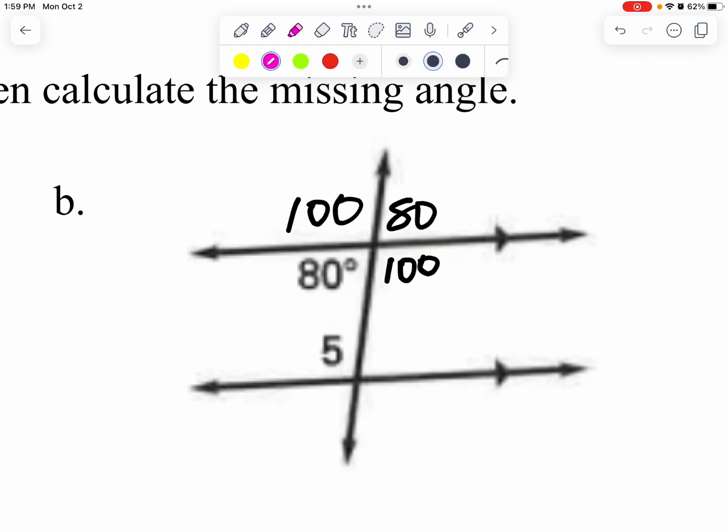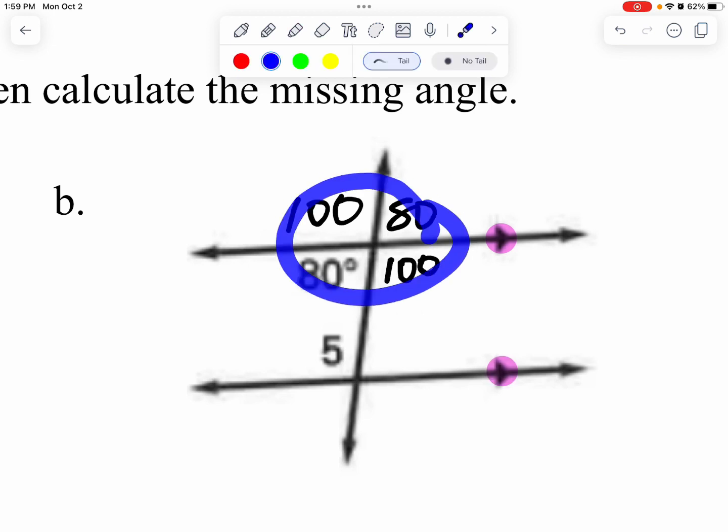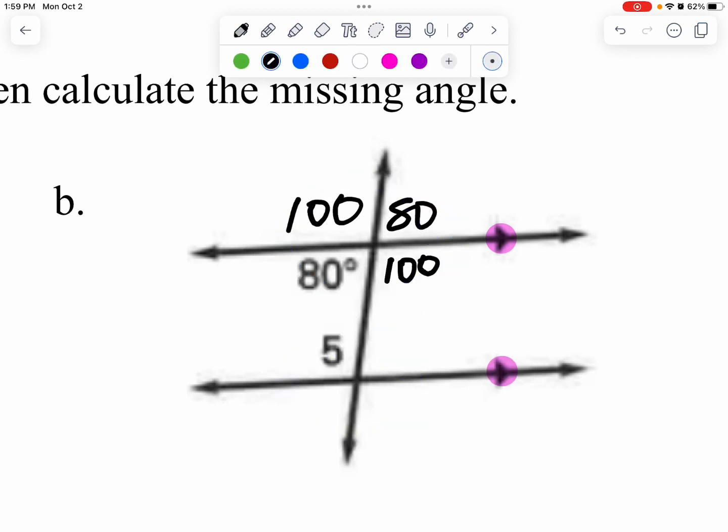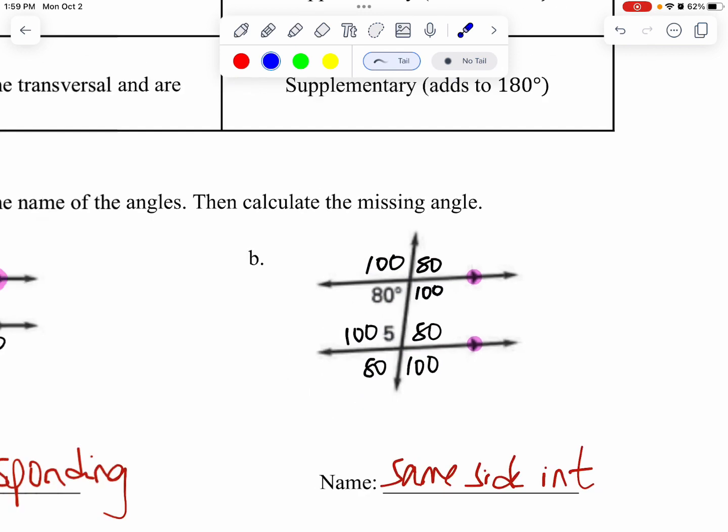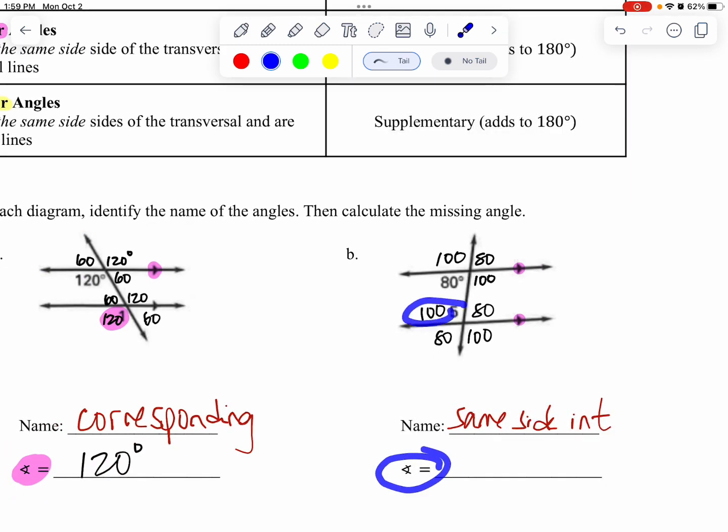And because I have these two parallel lines, which is really exciting, that means that I can copy paste these and put them down here. So I'm going to put 100 here, 80 here, 100 here, and 80 here. And I'm going to make sure they alternate. 180, 180, 180, 180. Nailed it. All my vertical angles match up. These vertical angles match up. And this is asking me for angle 5, which I wrote 100.